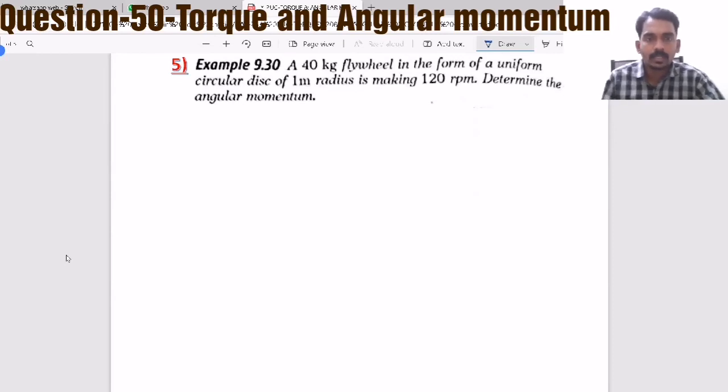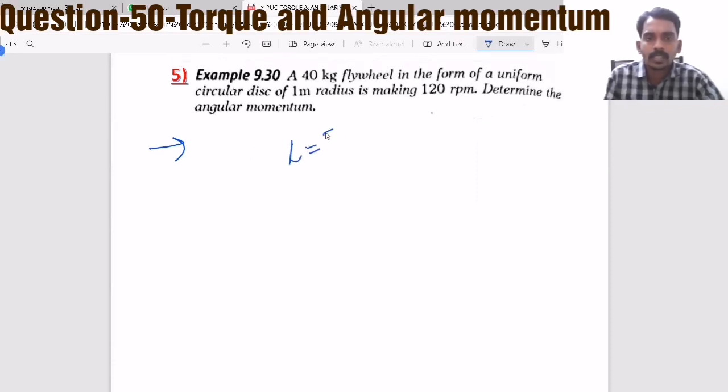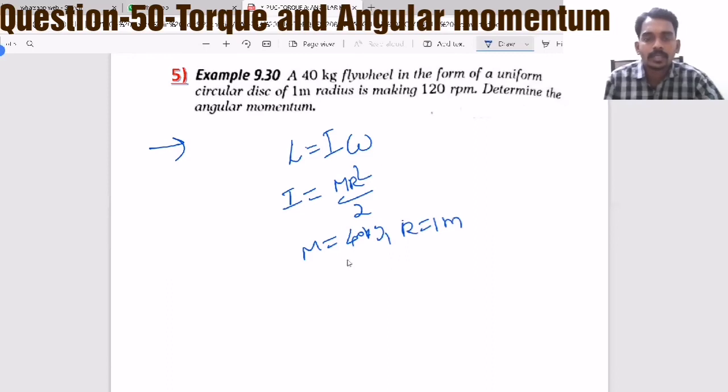Now one last and final question. Here a 40 kg flywheel in the form of a uniform circular disc of 1 meter radius is making 120 rotations per minute. Determine the angular momentum. So angular momentum means, as I said, it is I into omega. So what is the moment of inertia of the disc? The disc moment of inertia is mr square by 2, where m they have given as 40 kg and the radius is 1 meter.